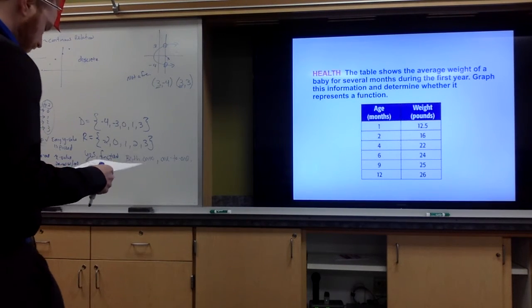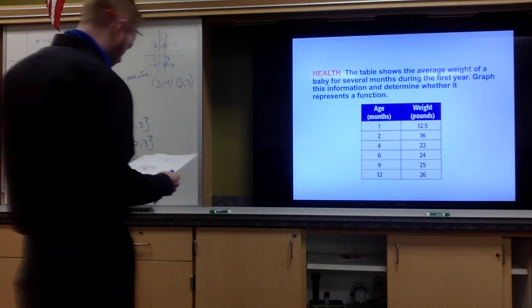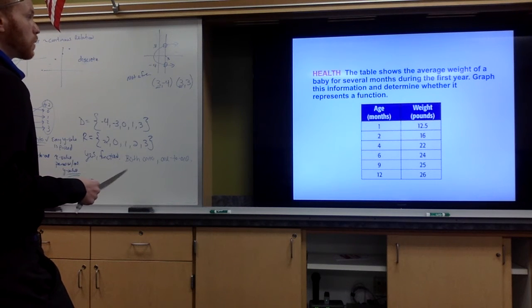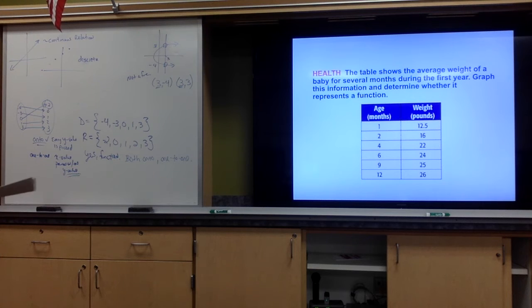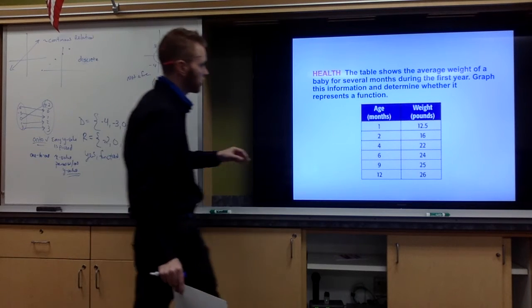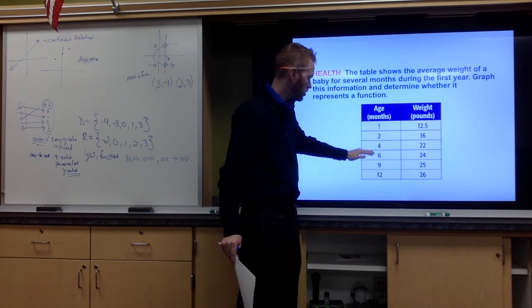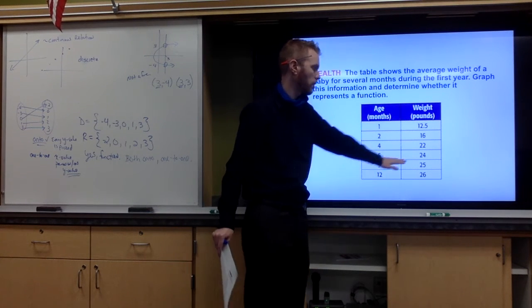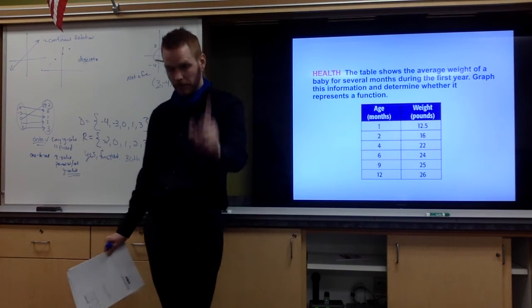Let's try another one. We have a table that shows the average weight of a baby for several months during the first year. Graph this information and determine if it represents a function. First off, is this relation a function? Answer is yes. If you look at the age, each age shows up once. I don't have age 1 showing up another time with a different average weight. So this is a function.